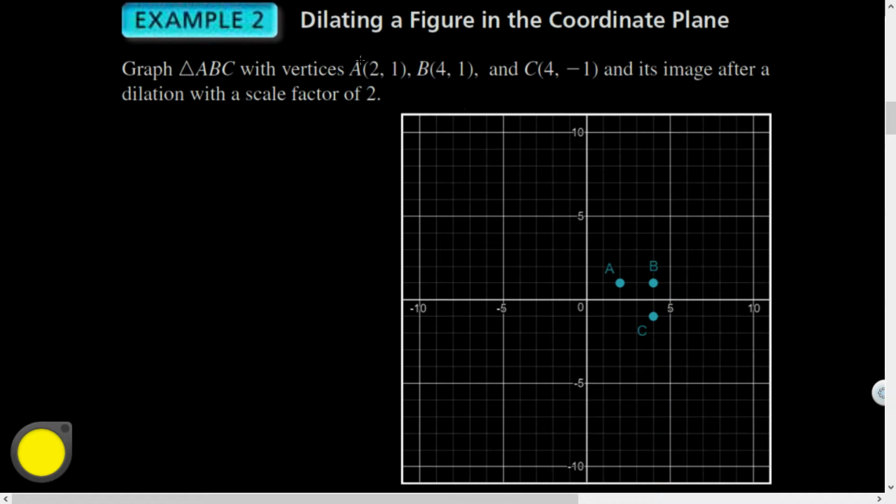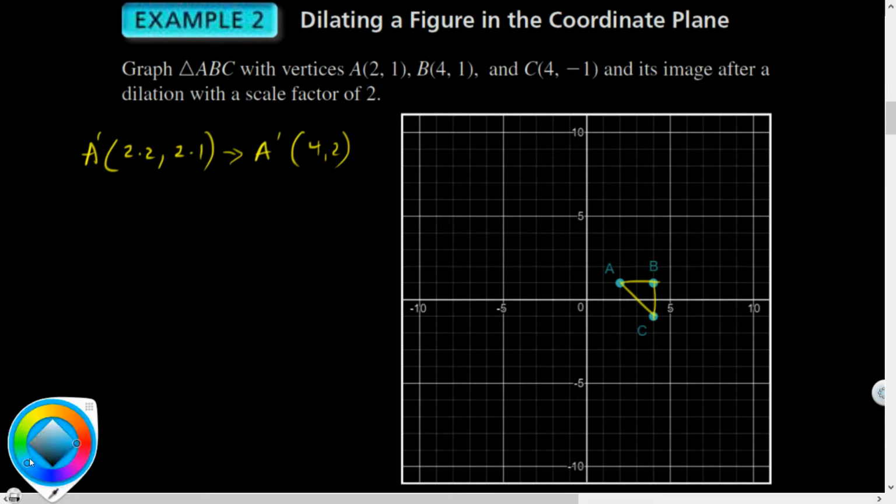Let's see, graph triangle ABC. Hey, look at this. I conveniently already gave us our original points. You're welcome. And dilate with a scale factor of 2. So that means A prime is just going to be 2 times 2, comma 2 times 1. We'll just do this out for this 1 point. So that's the same as A prime being 4, comma 2.